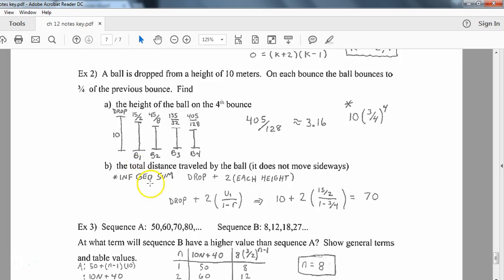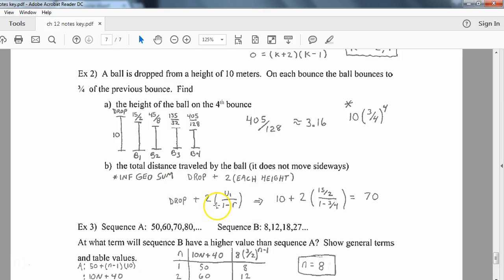Keep in mind that if they talked about a total distance, let's just say after the fourth bounce or after the fifth bounce or however they described it, it would no longer be infinite. If they give you a specific term, then we would just use the geometric sum formula, not the infinite geometric sum formula. But worded this way, total distance, it wasn't given a defining ending to it, so we would consider this one to go on forever.